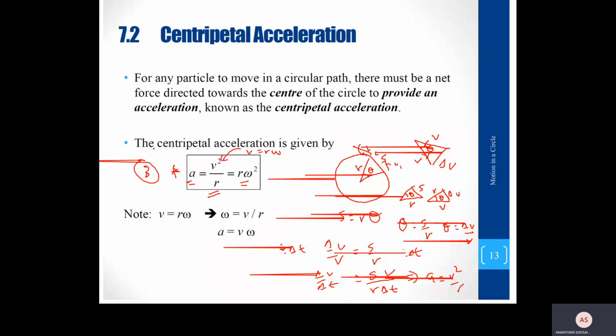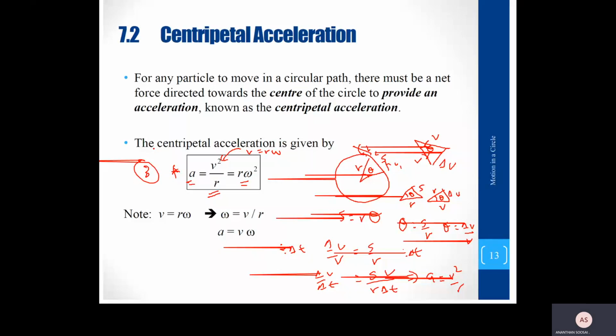Okay, any questions? That means the acceleration is towards the center. The speed has no direction, velocity does. So my acceleration is towards the center. The other one, the acceleration along the speed, is called tangential acceleration. This is radial acceleration, which is towards the center. The tangential acceleration is different.